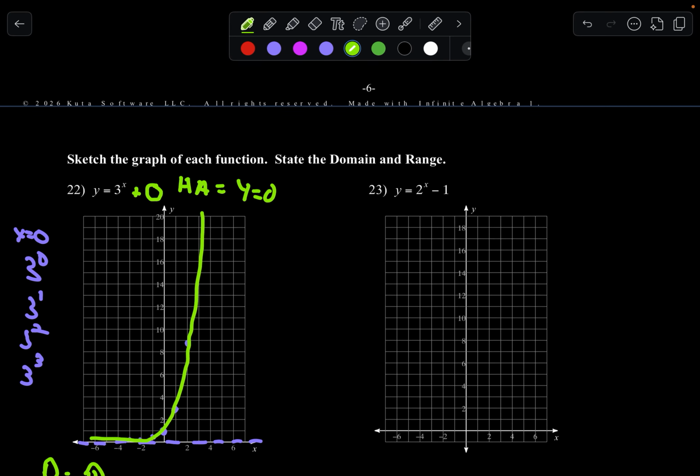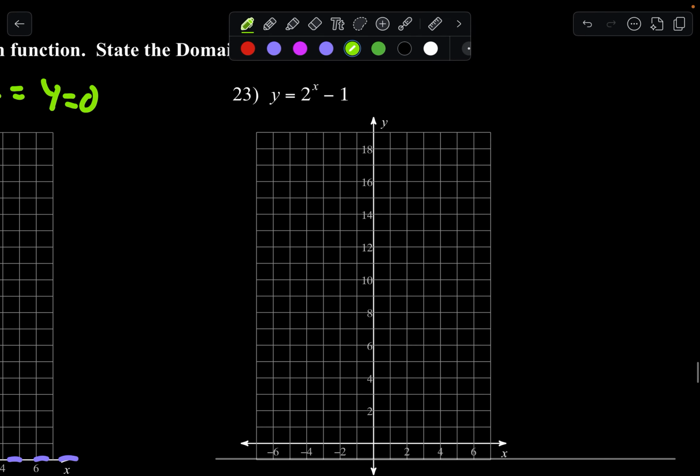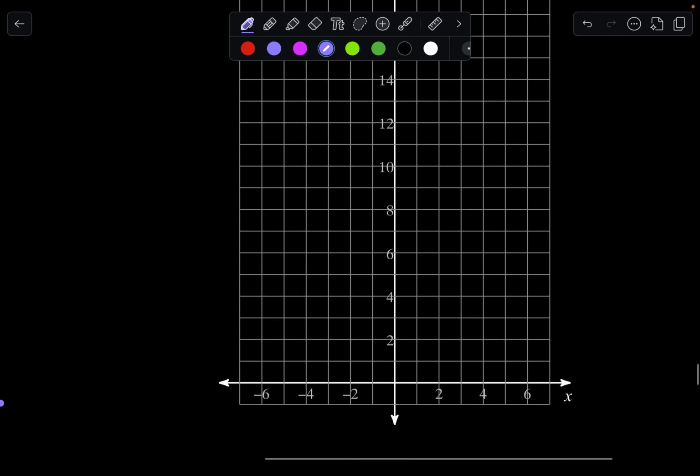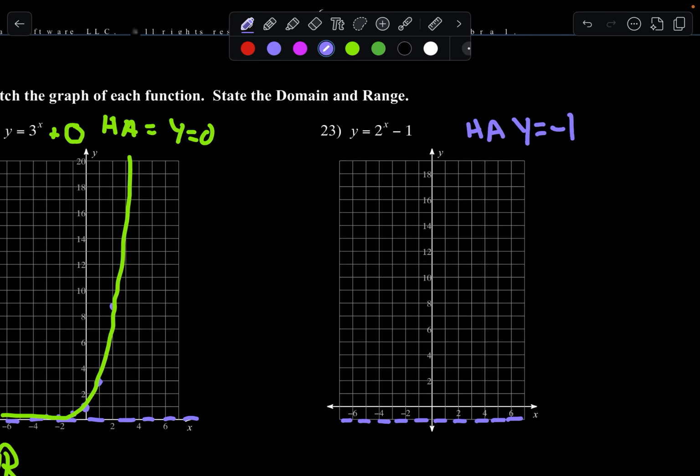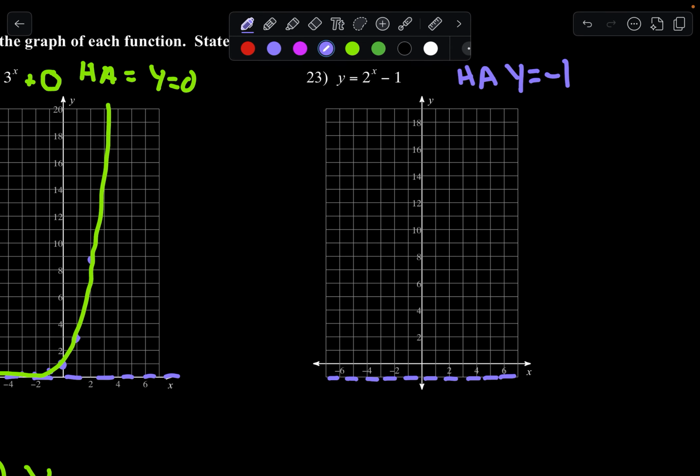Now look at 23. Y equals 2 to the x minus 1. First thing you should do is lay down the horizontal asymptote. The horizontal asymptote is y equals -1. So that's a horizontal line down here. And then you could just evaluate this. So I'll start at 0.